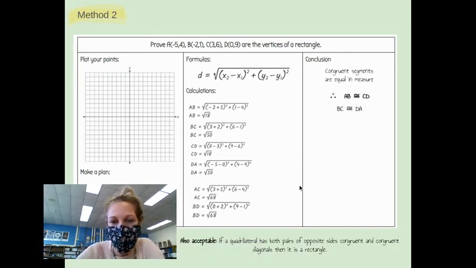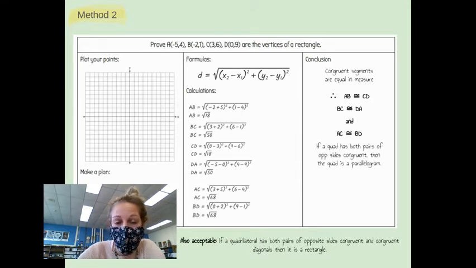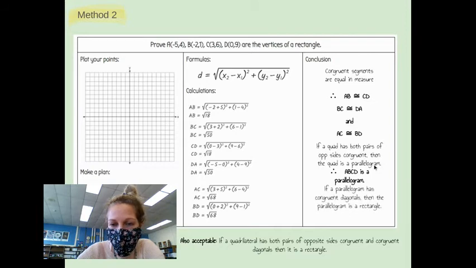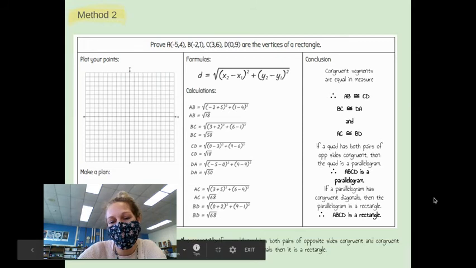So I have to summarize. Congruent segments are equal in measure. So AB matches CD, BC matches DA. Top, bottom, left, right. And the diagonals are congruent. If a quad has both pairs of opposite sides congruent, then it's a parallelogram. Therefore, ABCD is a parallelogram. And if a parallelogram has congruent diagonals, then the parallelogram is a rectangle. We showed parallelogram. We showed congruent diagonals. So we can say ABCD is a rectangle.